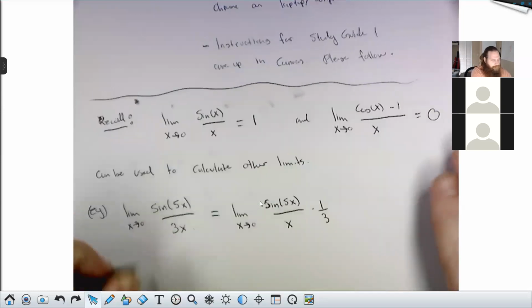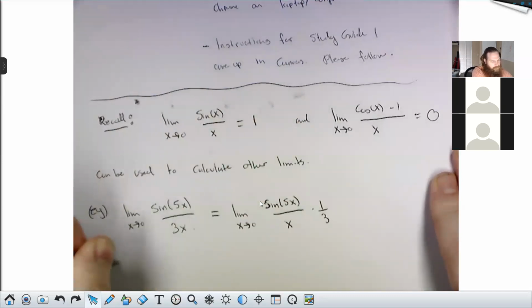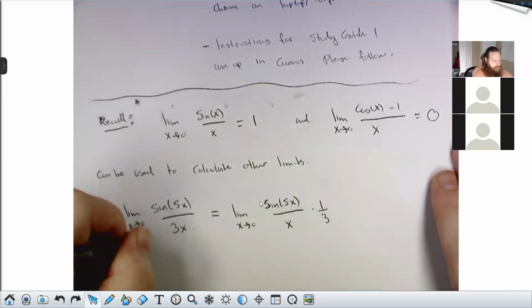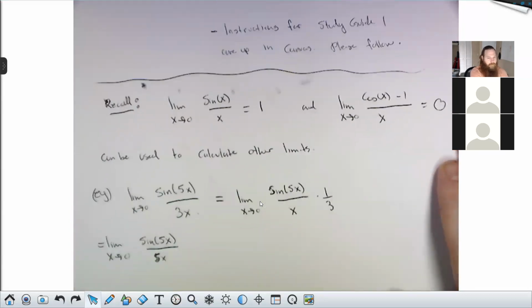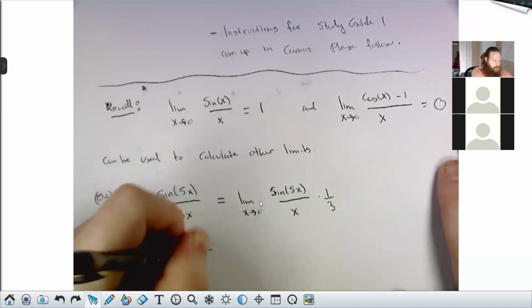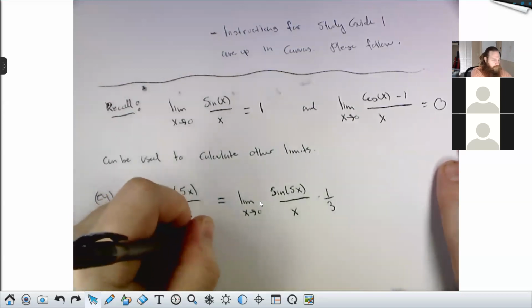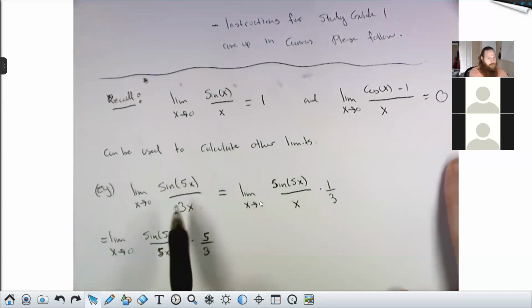So my next step here would be to introduce a 5 downstairs. That way the thing downstairs looks like the thing inside the sine function. So I want to make this sine 5x over 5x, and I've still got my 1/3 over here. What I'm really doing is adding a factor of 5 downstairs. I can do that as long as I add a factor of 5 upstairs.